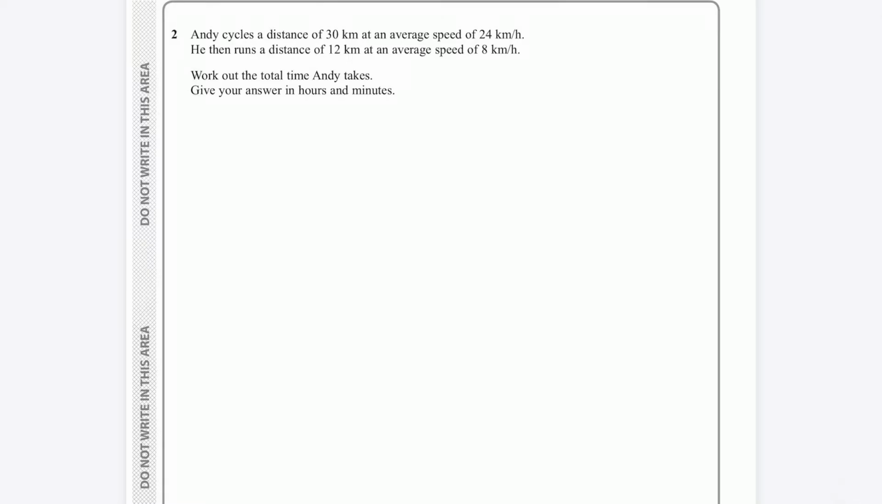Question 2. Andy cycles a distance of 30 kilometers. Then he runs a distance of 12 kilometers at that speed. Work out the total time Andy takes. Give your answer in hours and minutes. So speed is equal to distance over time. When he cycles, we can sub that into the formula. The speed is 24. The distance is 30 kilometers. And then we have time at the bottom. We can rearrange this and we end up with time is equal to 30 over 24, which is 1.25 hours.